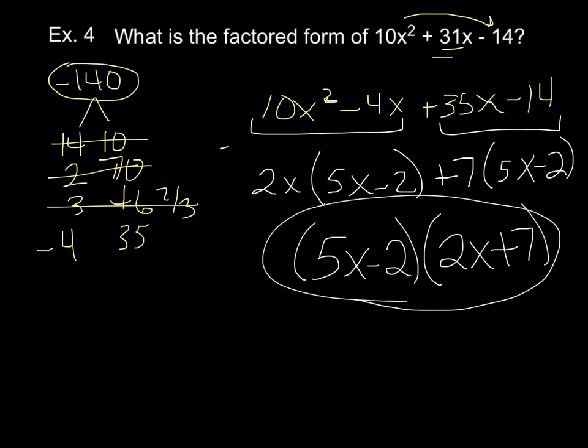Okay? So sometimes when you get a little bit larger value from your a times c, it may take a little bit more work, okay, to figure out what those factors are that are going to work. But remember, if this trinomial can be factored following these steps, this method will always work. Okay? If we couldn't come up with anything over here as factors of 140 that still gave me 31 when I combined them, then I would know that this doesn't factor at all.